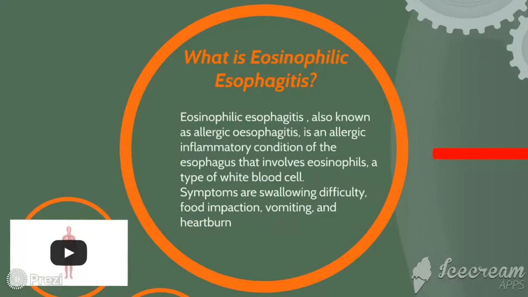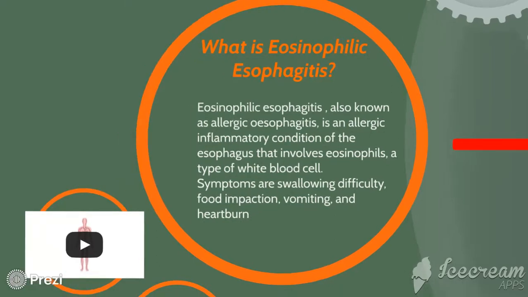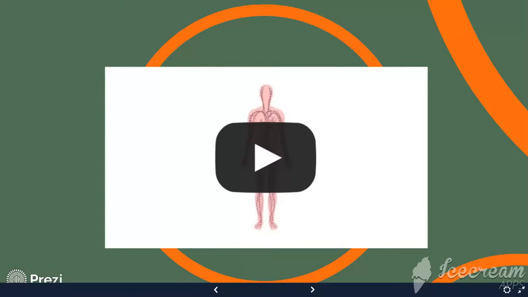What is eosinophilic esophagitis? Also known as allergic esophagitis, it is an allergic inflammatory condition of the esophagus and involves eosinophils, a type of white blood cells. Symptoms are swallowing difficulty, food impaction, vomiting, and heartburn.